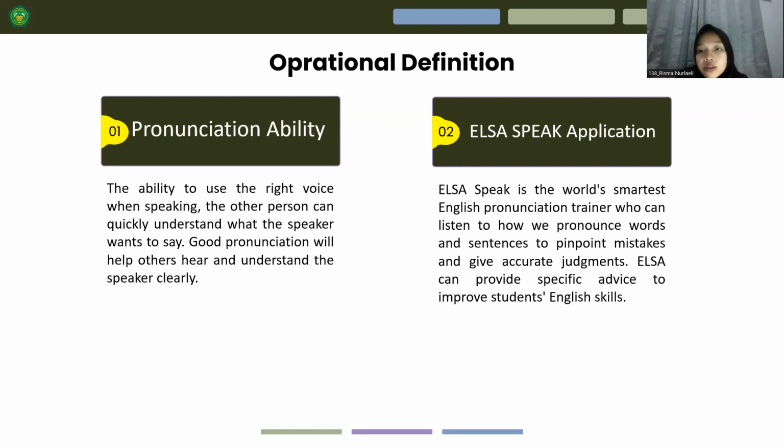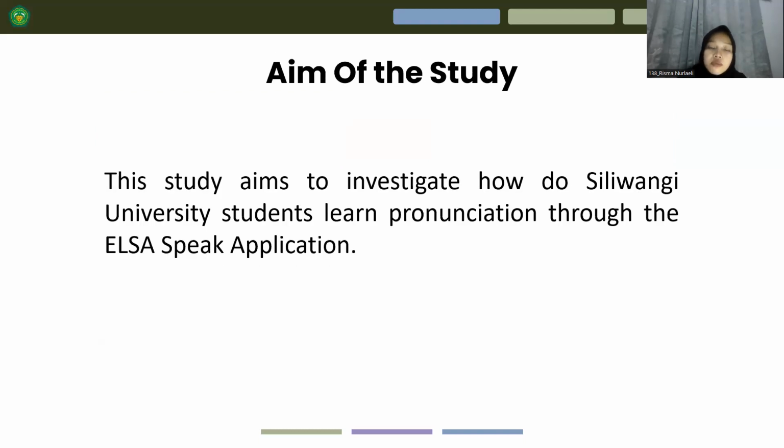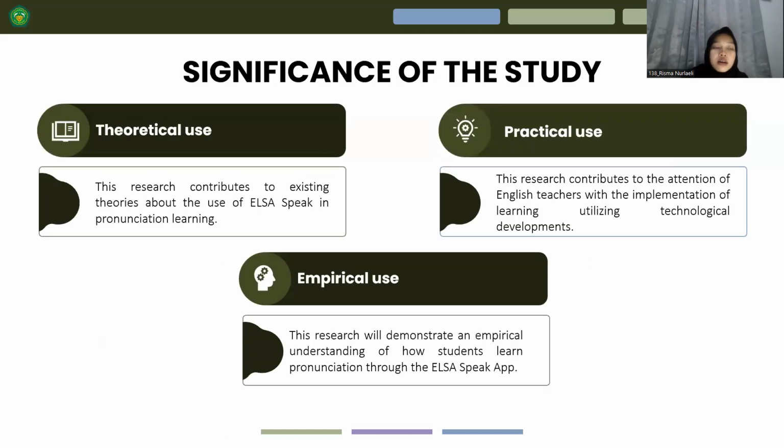Elsa Speak is the world's smartest English pronunciation trainer, which can listen to how we pronounce words and sentences to pinpoint mistakes and give accurate judgments. And this Elsa Speak can also provide specific advice to improve students' English skills. And the aim of the study is to investigate how Siliwangi University students learn pronunciation through the Elsa Speak application. For the significance of the study, the research is expected to be useful theoretically, practically, and empirically.